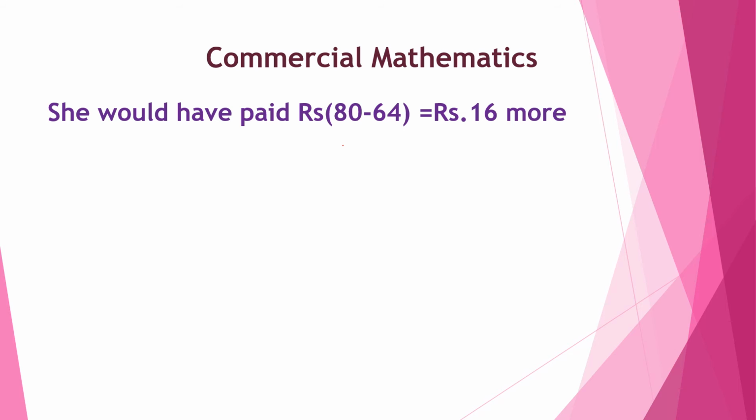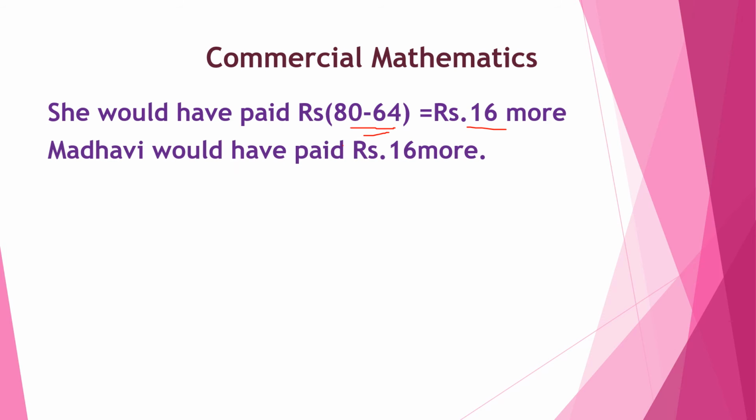She would have paid, how much would she have paid? That is 80 minus 64. So how much is she getting? 16 rupees more over here. So 80 minus 64 is 16. Madhvi would have paid rupees 16 more than what she actually paid.